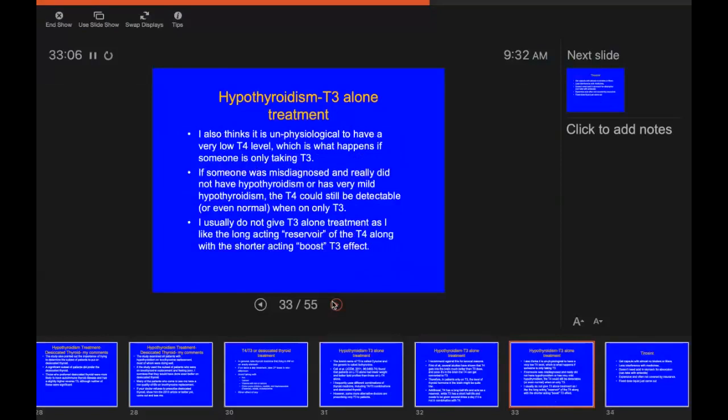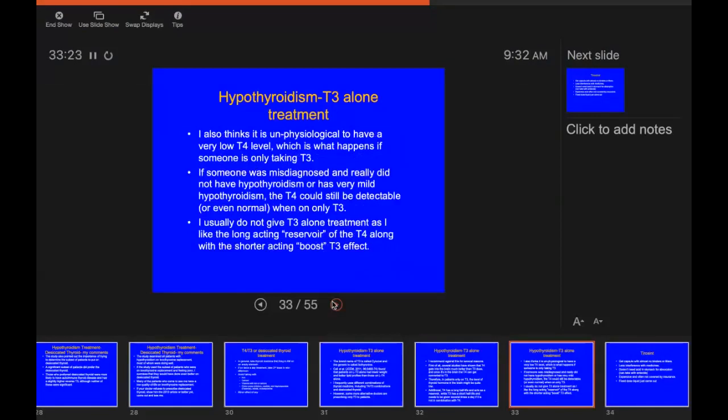And if somebody truly has hypothyroidism and they are on T3 alone, their T4 should be 0. It goes from T4 to T3. It doesn't go backwards from T3 to T4. So if somebody has truly hypothyroidism and you give them T3, their T4 should be 0. I don't think that's good.